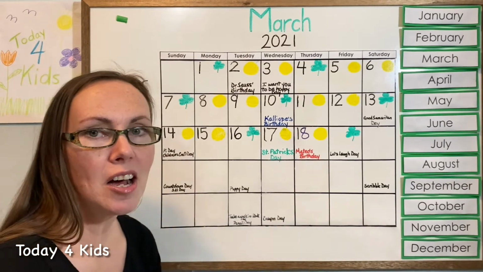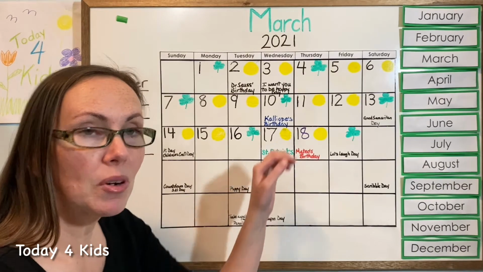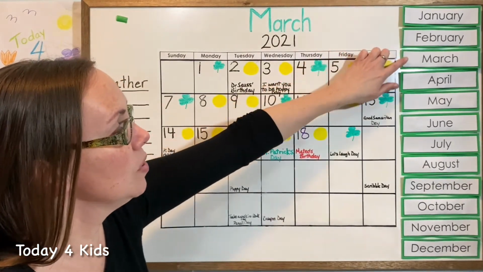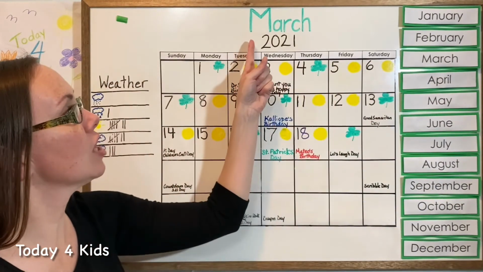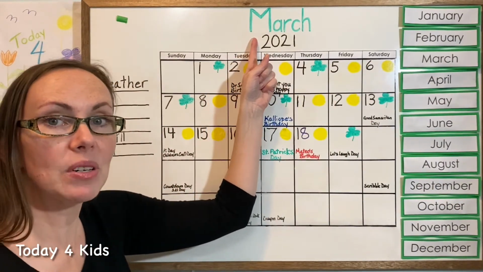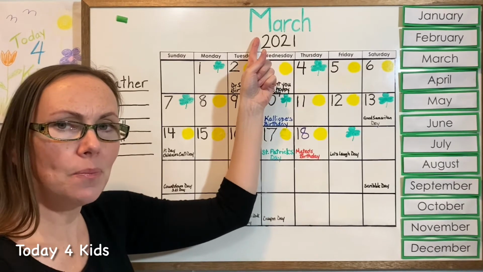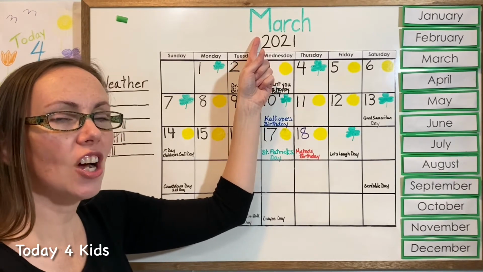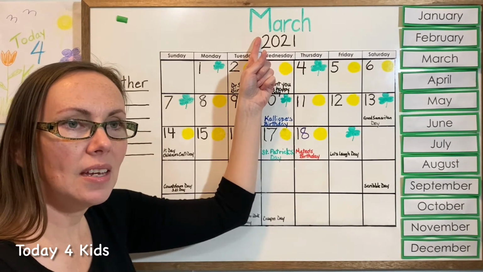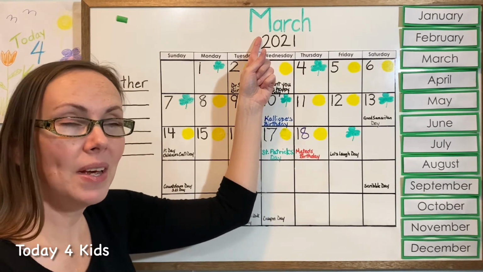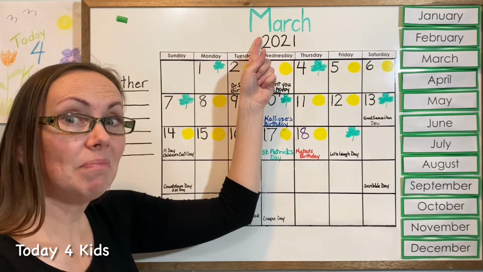Good job. Do you remember which month we're in? It's the third one from the top. Are you ready? 1, 2, 3. March. We're in March. So we've put March at the top of our calendar, and it begins with a capital M. And M sounds like M. Can you say M? Good job. What are some words that start with M? Maybe monkey or minion.